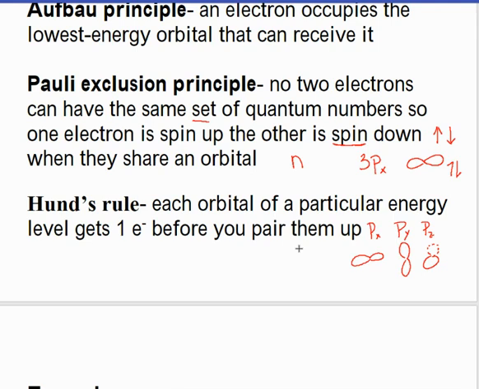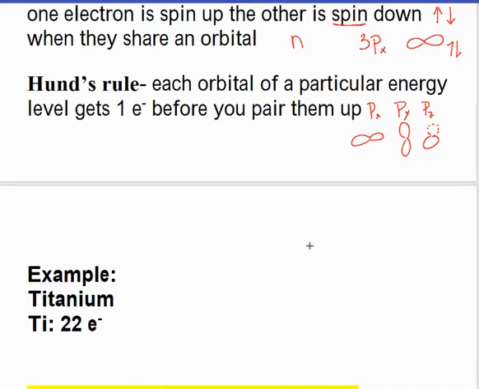It's kind of like if you have a house with multiple bedrooms, you're not going to have siblings share a room and have empty rooms. Everybody wants to get their own. Electrons are negative, they repel each other, they each want their own. And then once I've run out of empty orbitals, then they're paired up, spin up and spin down inside these orientations. We're going to see a lot of examples of that in a minute.